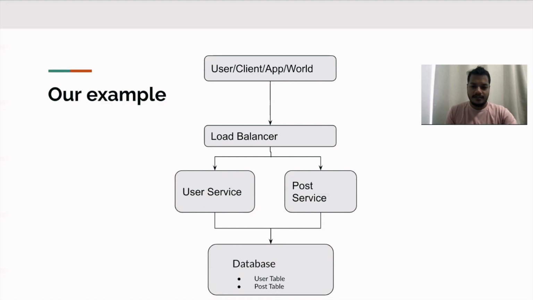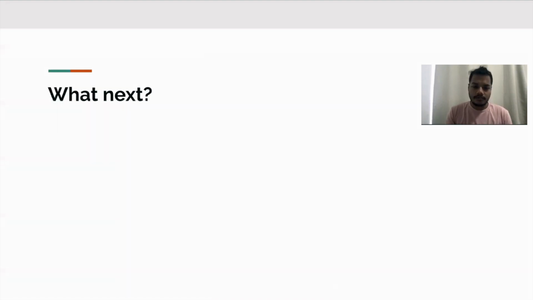In our example, the app, client, user, world is everything outside the system. Like I mentioned, the first layer is the load balancer. Second layer, for our example, becomes the user service, post service. And the last layer is the database, which can have the user table, post table, and the relationship between them. So what next? We have already come up with our component design. We know that this is how the system would look like.